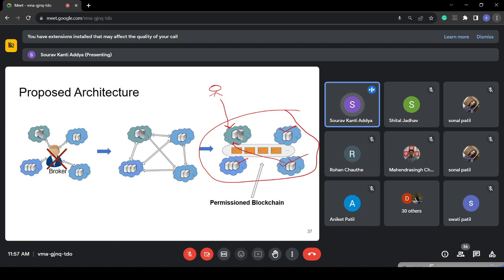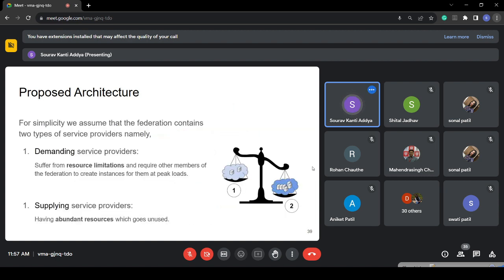Basically, it is connecting to that peer's data center, and ultimately through this particular service provider, this user is getting that service. So here, this is the demanding service provider, and this is the supplying service provider. In this way, we have defined the types of service provider in the cloud chain, the proposed architecture.